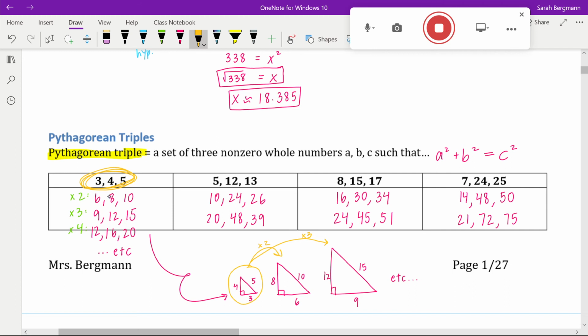I listed out the times 2 and times 3 for all these common triples. And I listed out even times 4. But it can go even larger than that. You could multiply your triangle by 5, 6, etc. Obviously, you're not going to have all those memorized though, so I just listed out times 2 and times 3. You don't need to memorize these. However, I would really, really highly suggest memorizing the 3, 4, 5.